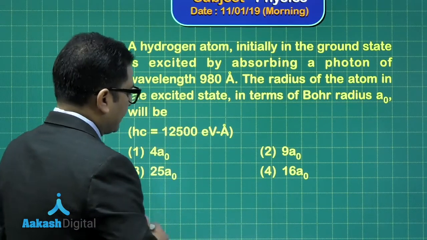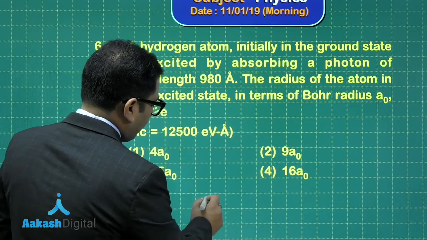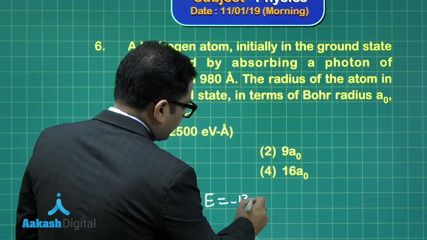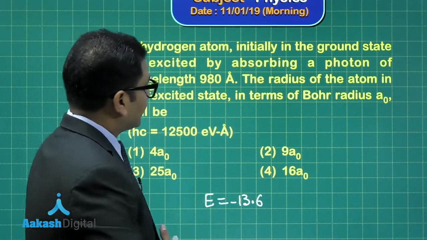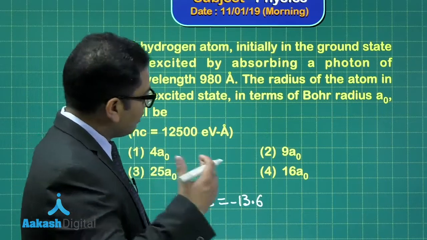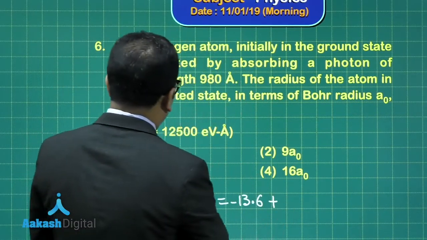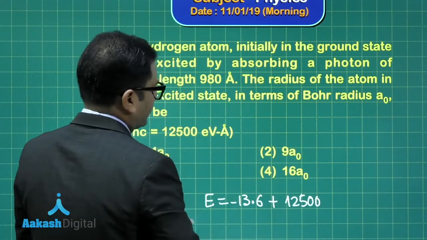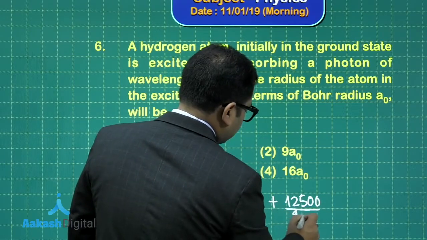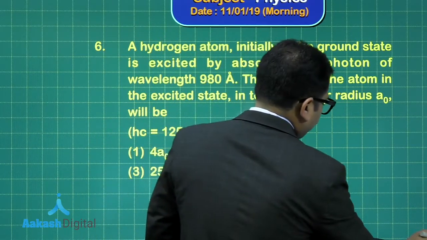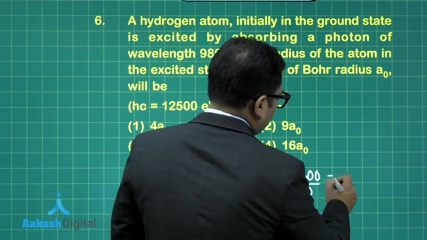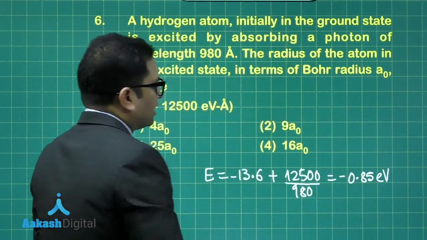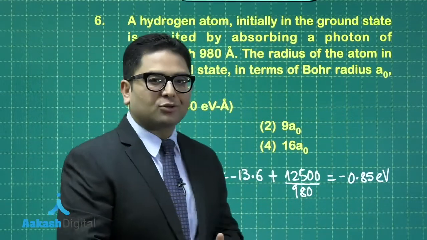What I need to do is let me just try to calculate the final energy. What is it going to be? So that's going to be minus 13.6 electron volt, the original ground state energy, plus the energy that it has absorbed. So that's going to be 12,500 electron volt angstrom divided by 980. So this is not a very tough calculation, and when you do that, you get the value as minus 0.85 electron volt. So now that's so simple, minus 0.85 electron volt.